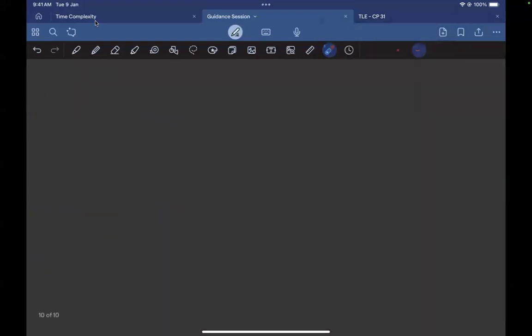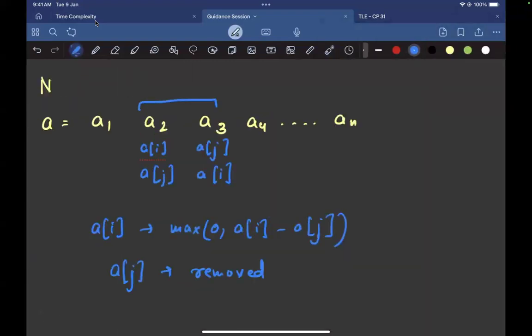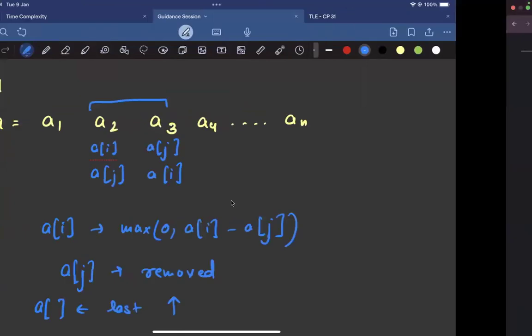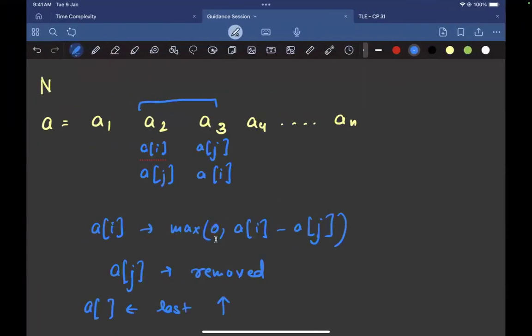When you do that, you will be left with some last element, whatever that value is. I want this last element to be the largest possible left element in the array. Clear, guys? Okay. Now, let's try to discuss the idea in this.